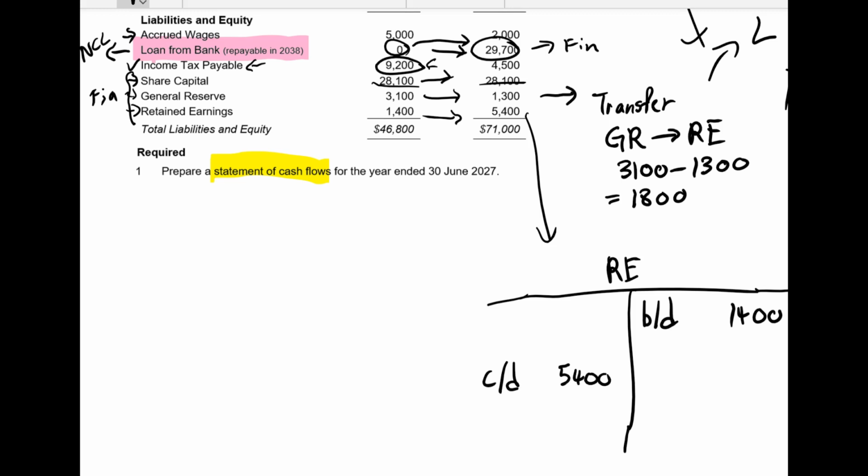Okay, so when I transfer money from general reserve to retained earnings, your retained earnings will increase. So when your retained earnings increase, you will need to put it on the credit side. So there is a transfer from general reserve of 1,008. This is how we record our 1,008 that we have calculated just now. We have to put this 1,008 into your retained earnings account. Okay.